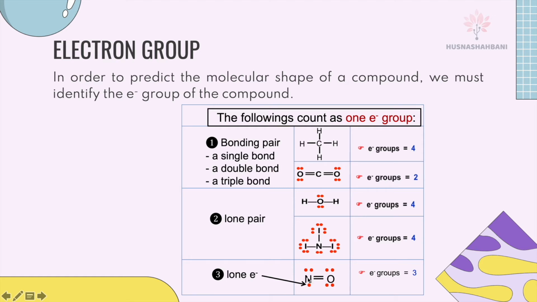This nitrogen is the central atom. 1 lone pair is counted as 1 electron group. 1 lone electron is also counted as 1, and 1 double bond counted as 1. So you have 3 electron groups in total. For calculating the electron groups, make sure to calculate on the central atom. You don't count the electrons at the surrounding atoms or terminal atoms. We focus on the central atom only when counting the electron groups.